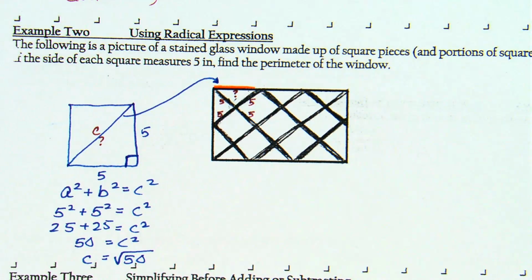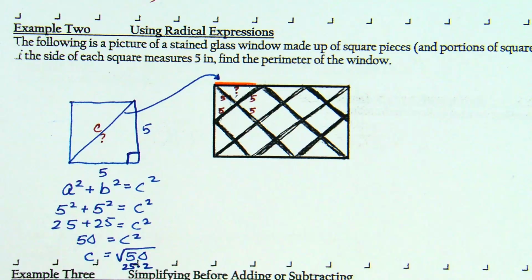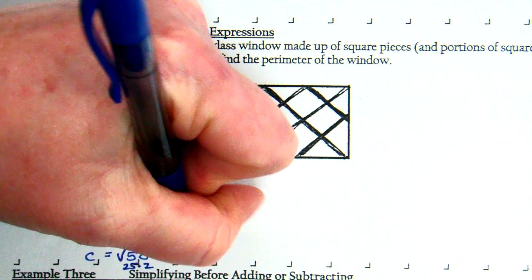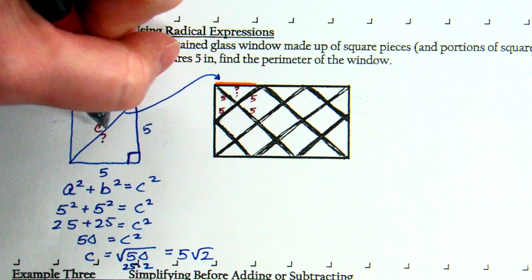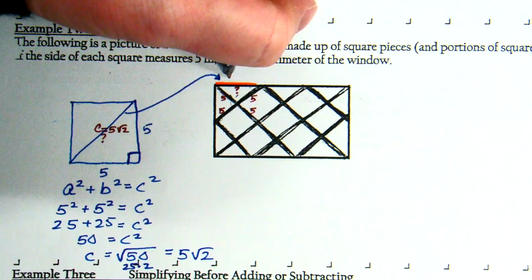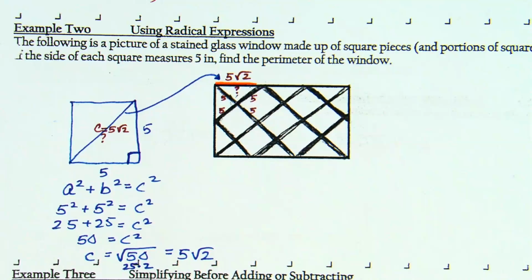25. Because if I have 50 cents in my pocket, I might have 2 quarters. So 50 is 25 times 2. And so the square root of 25 is 5, and the square root of 2 stays square root of 2. So now I know that this diagonal is 5 square root of 2. Which means I know this piece up here is 5 square root of 2.